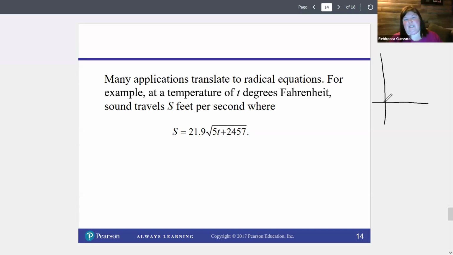So basically what we see is that sound kind of travels like this. Your speed of sound is getting faster and faster, but here it gets faster quicker, and then it gets faster slower here.